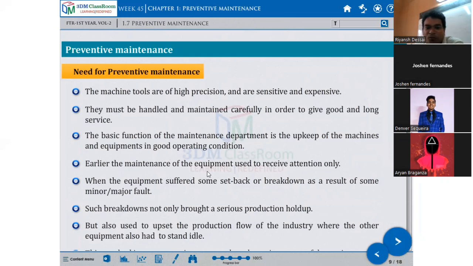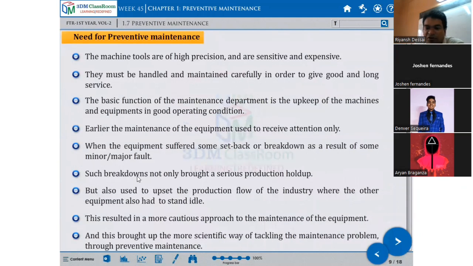Earlier, maintenance of equipment used to receive attention only when the equipment suffered some setback or breakdown as a result of some minor or major fault. Such a breakdown not only brought a serious production holdup, but also upset the production flow of the industry, where other equipment also had to stand idle. So these are all costs.